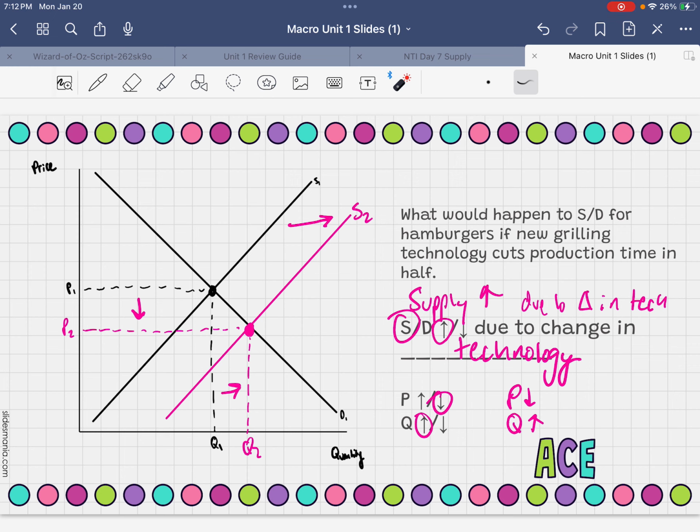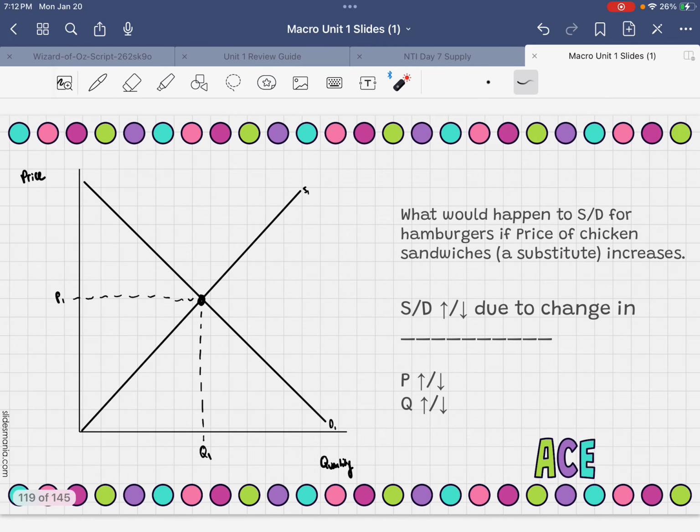Oh, and I'll always check my ACE. Did I label my axes? Yes. Did I label all my curves, S1, S2, D1? Yes. Did I label my equilibrium points, P1, P2, Q1, Q2? Axes, curves, equilibrium, I'm good. Let me check my arrows: 1, 2, 3. I've got enough arrows. We're ready to move on. It is worth it to take 10 seconds and make sure you have aced your graphs.